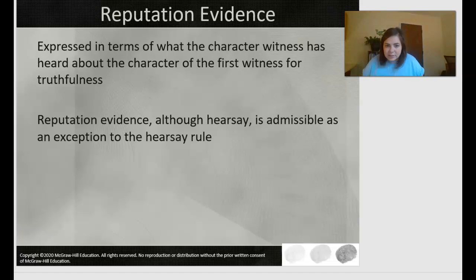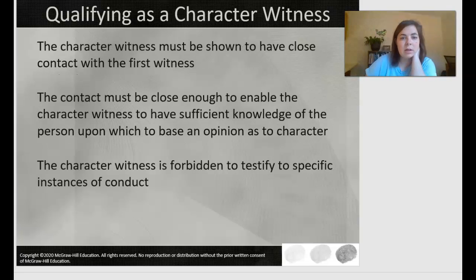Reputation evidence is hearsay, but it's admissible under the hearsay rule, and this is where the character witness says, well, this person is well known in my community for untruthfulness. They lie, they swapped EBT cards with somebody, they took and forged a check to pay for something at the local store, things like that. When we're qualifying someone as a character witness, we need to demonstrate that they have had close contact with that person.